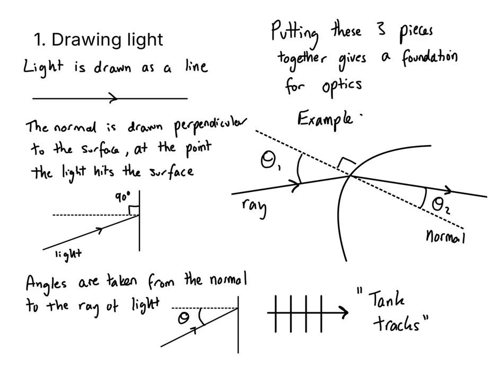Always measure from the normal. Another, less common way that light is drawn is with the wave fronts being lines perpendicular to the direction of propagation. You can think of these as looking down on the transverse wave of light, and these lines are the tops of the waves. I like the metaphor of these being tank tracks, and we'll see their use in deriving Snell's law. Make sure you know the difference between these two.